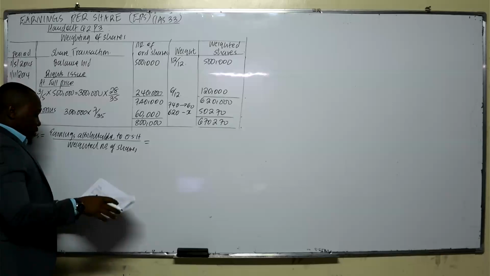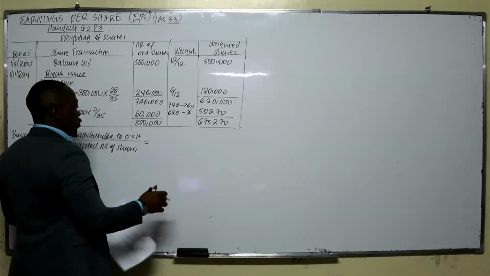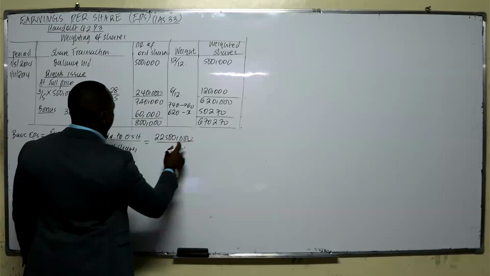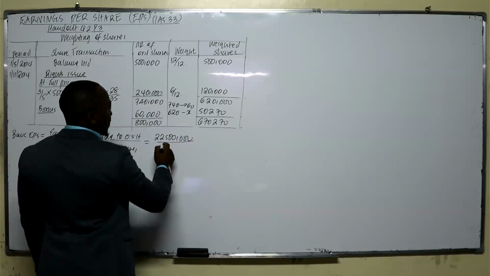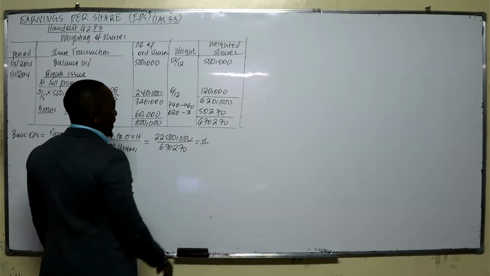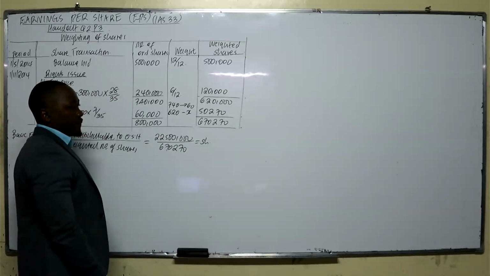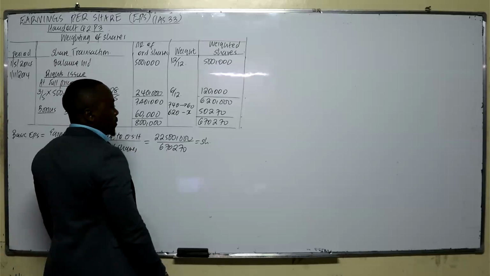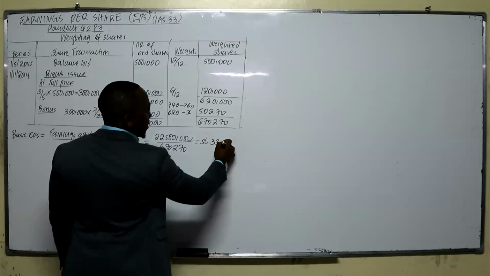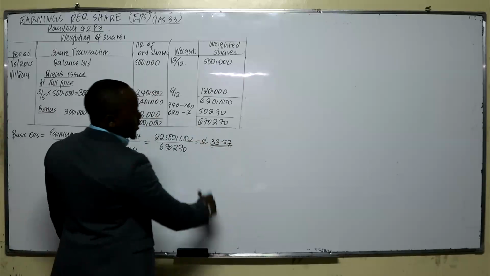So earnings attributable to ordinary shareholders, you are told it's 22.5 million. Then you divide by the weighted shares, which we have as 670,270. And you get how much? That's 3.57. Good.